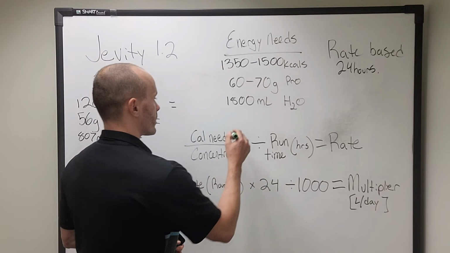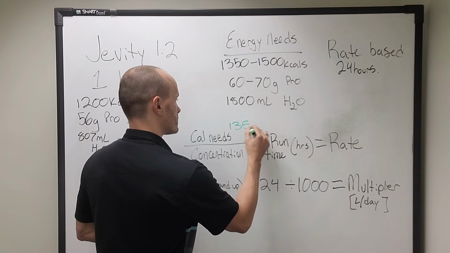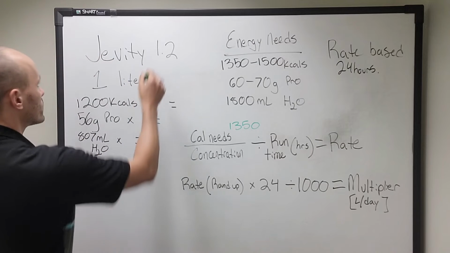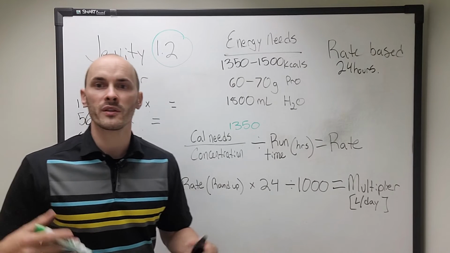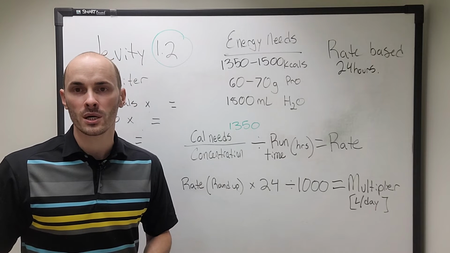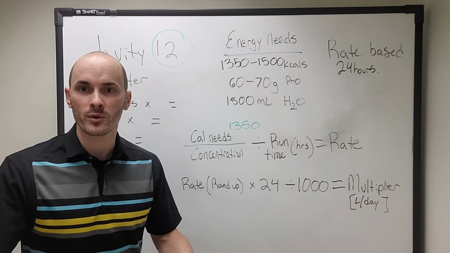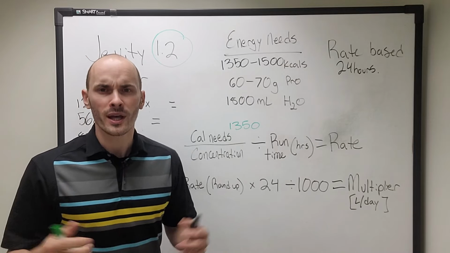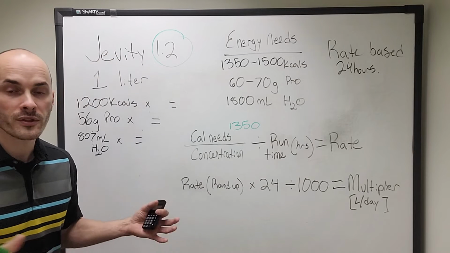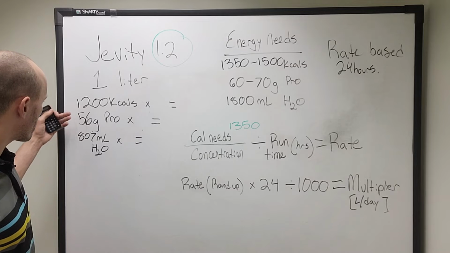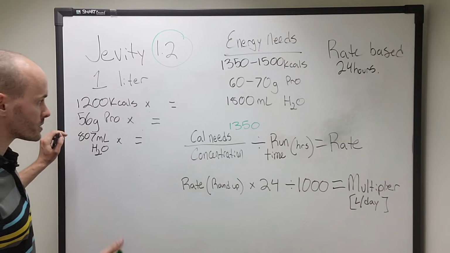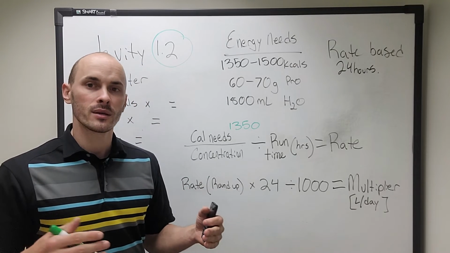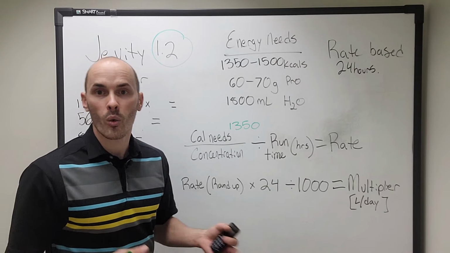So calorie needs are 1,350 divided by the concentration of the formula. Again, we're using Gevity 1.2. This is a 1.2 calorie formula. That means that every milliliter of formula has 1.2 calories. Gevity also comes in a Gevity 1 cal and a Gevity 1.5 cal. So it comes in different concentrations, and with those concentrations, the protein will go up, but the water will change. That's what happens with more concentrated formulas. They give you more macronutrients and less water.